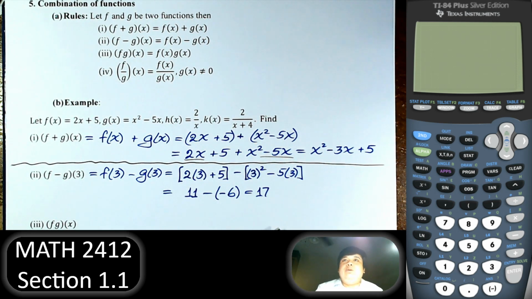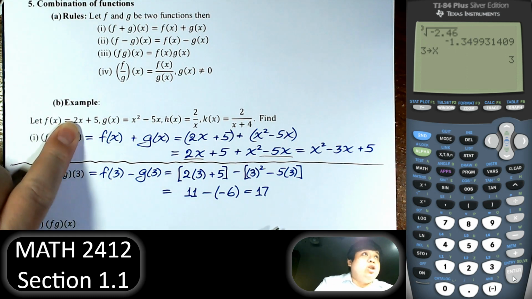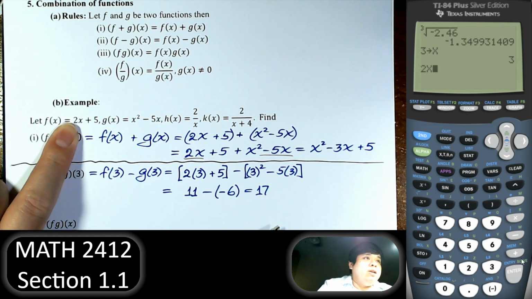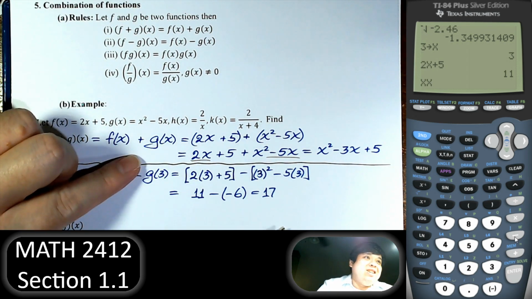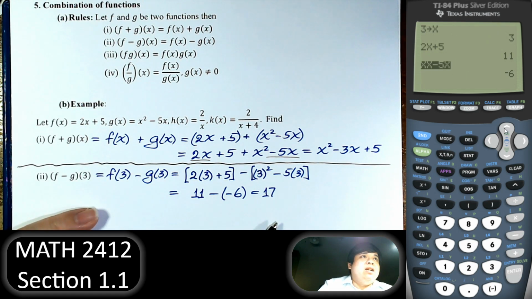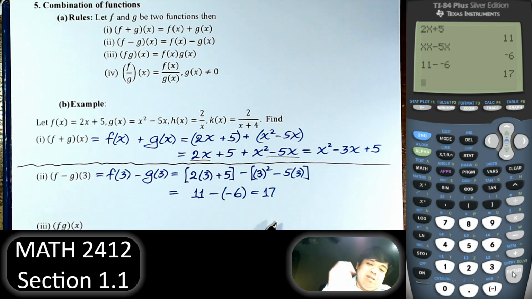Of course, let's use a calculator. Right, we just have 3 stored to x. And then we have this one, 2x plus 5, gives us 11. And then x squared, or we just type x times x, minus 5x. And we have this, subtract that number, 17. Right.